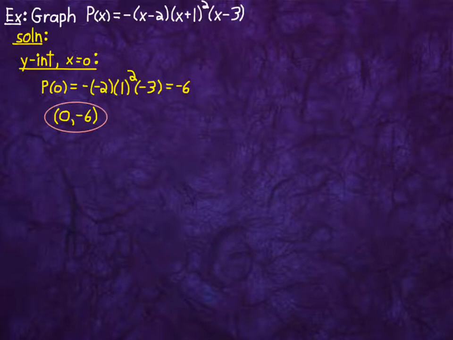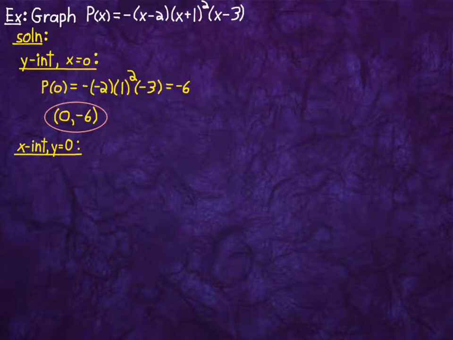So the input is 0, the output is negative 6. So in this particular text, they want the intercept as the x and y coordinate. So it's 0 comma negative 6, not just the number negative 6. Other textbooks will just use the number negative 6 and they say, well, it's the y-intercept, so we already know that the x coordinate is 0. But this textbook, they want you to write out both and put them in parentheses. So 0 comma negative 6.